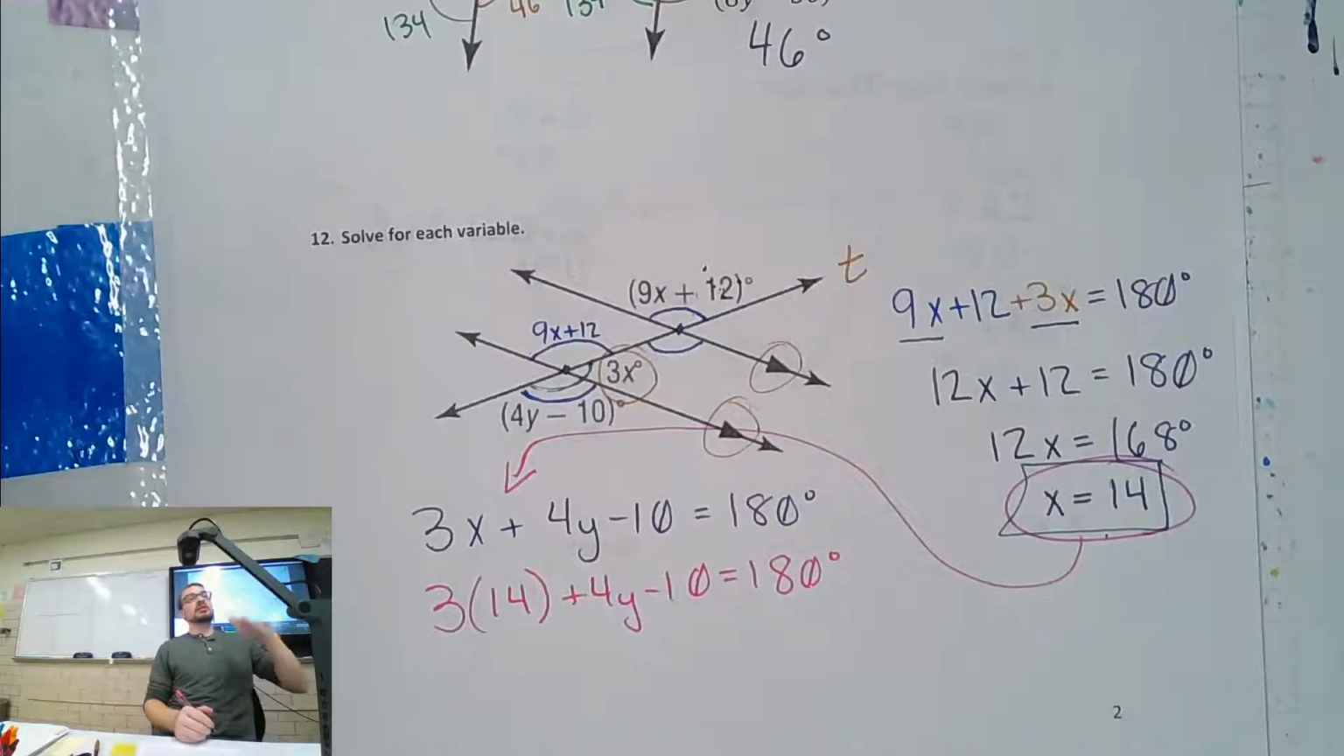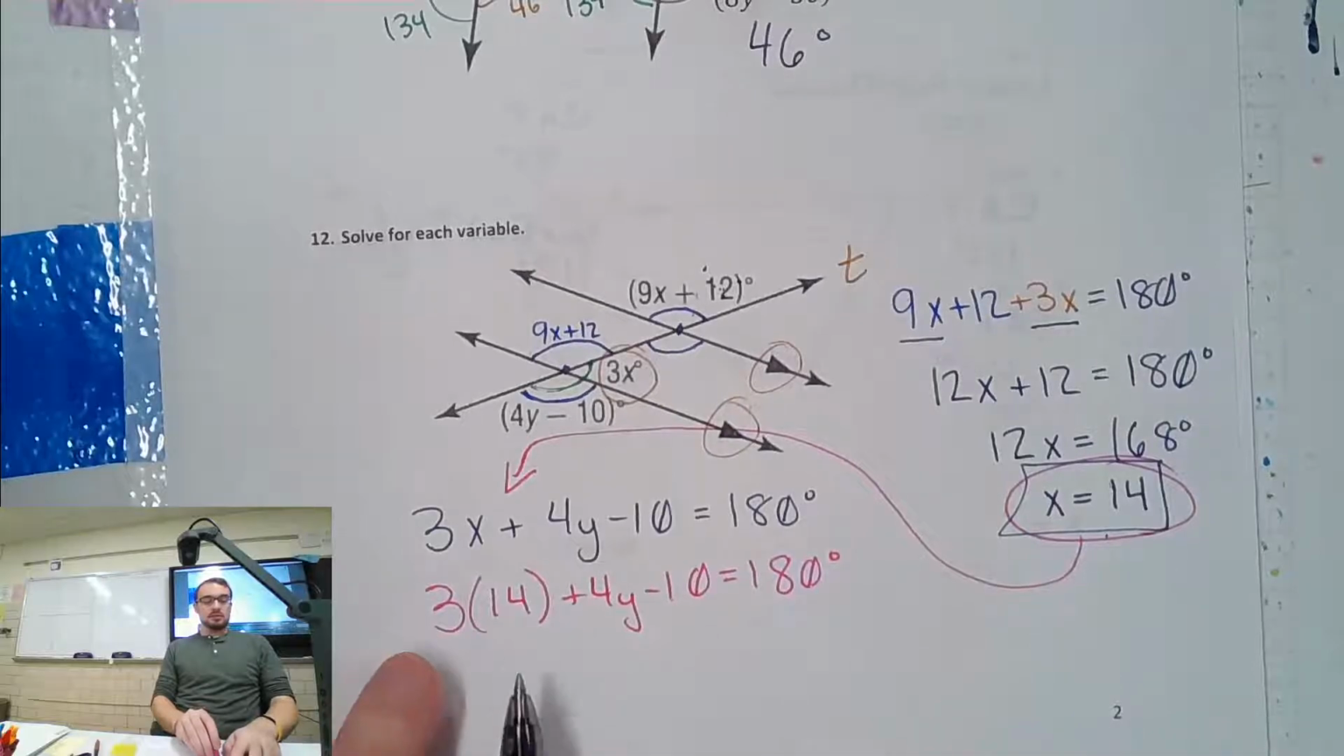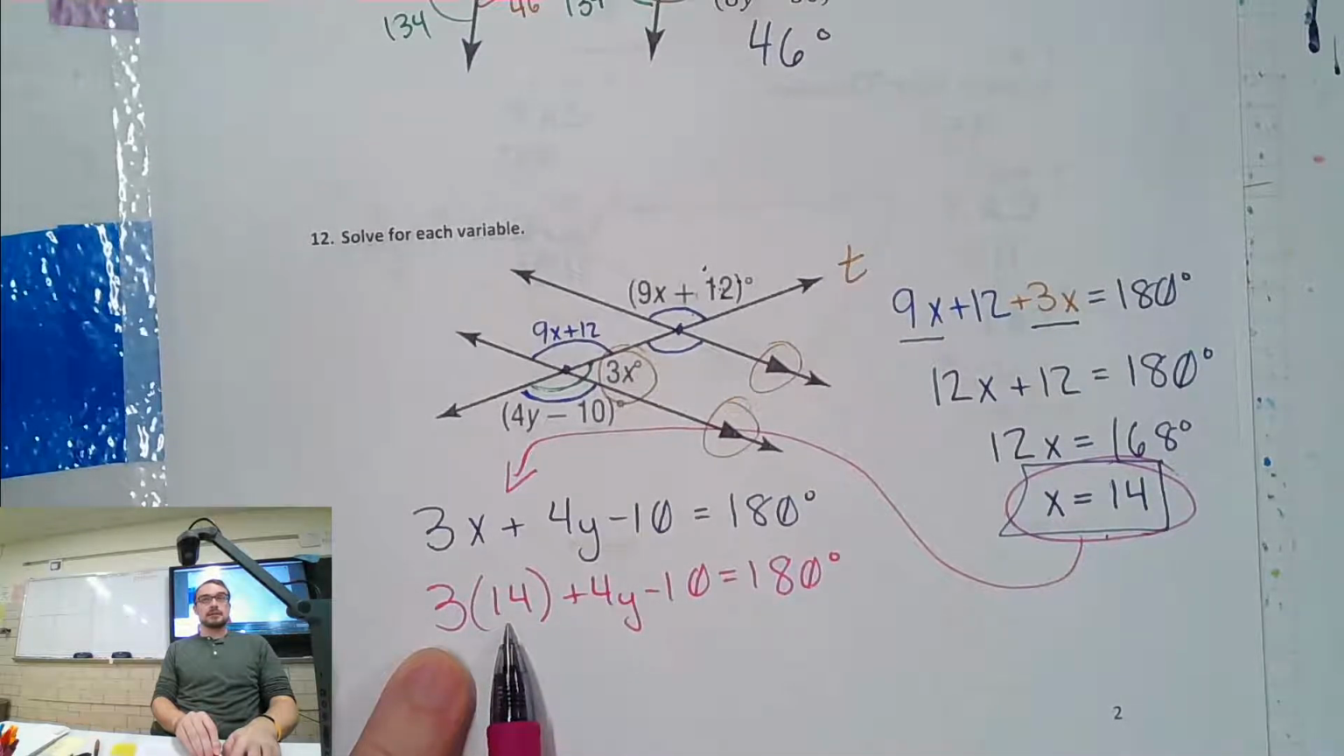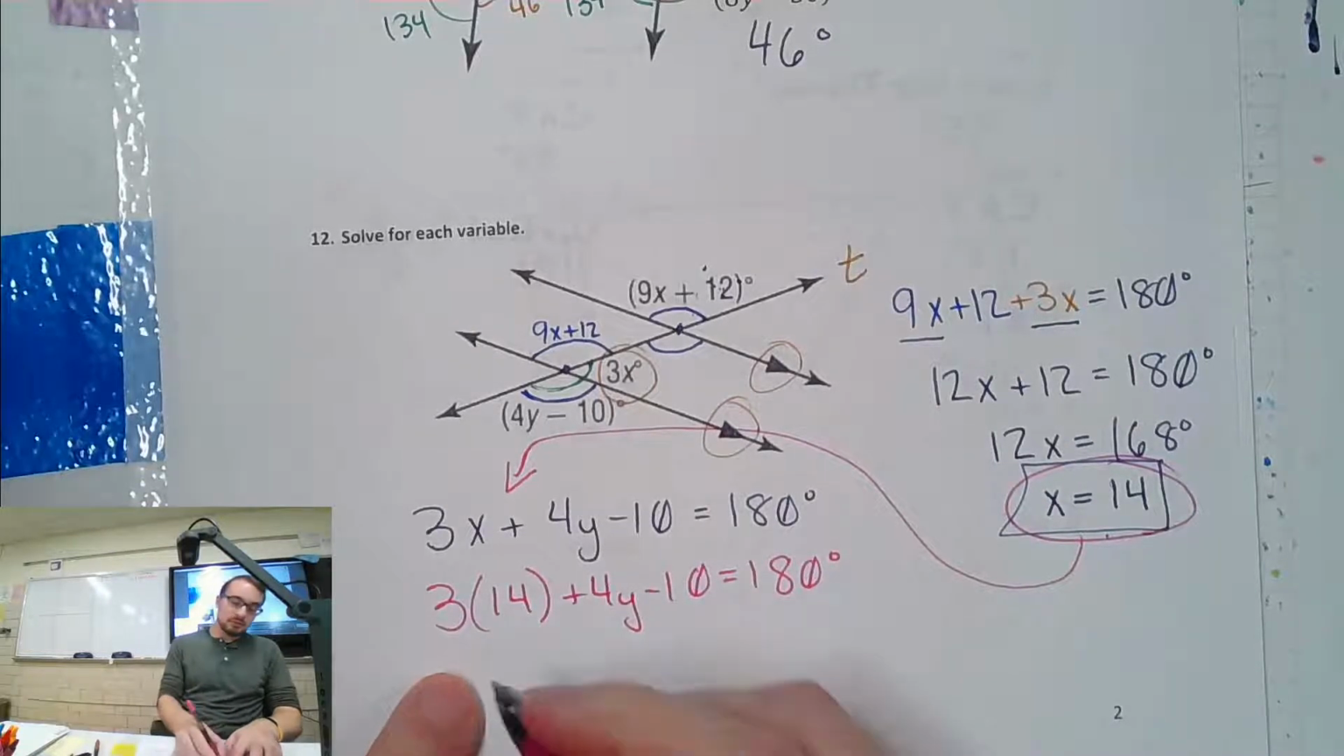3 times 14 in our heads. We're going to do it. Let's do 3 times 10. What's that? What's 3 times 10? 30. What's 3 times 4? 12. What's 30 plus 12? 42.